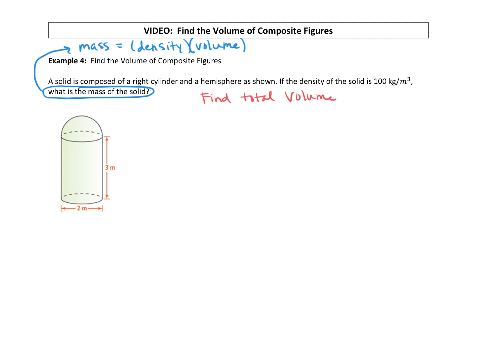So taking a look at our figure over here, we can see this is a cylinder and this is a hemisphere. So let's find the volume of both of those figures. I guess I'll start with the hemisphere. Doesn't matter which one you find first. But the volume of the hemisphere. Remember, we're going to find the volume of the entire sphere and we'll just divide it by 2.